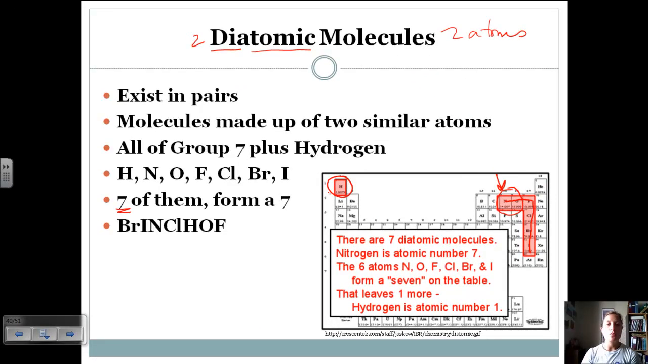But another way to memorize them is to use the acronym Brinkelhoff. So here's your bromine, iodine, nitrogen, chlorine, hydrogen, oxygen, fluorine. If you want to come up with a third way, that's great. However you need to memorize these, that's what you need to do. Okay, and then when we write diatomics, we're going to use that subscript to indicate that there are 2 of that particular element.